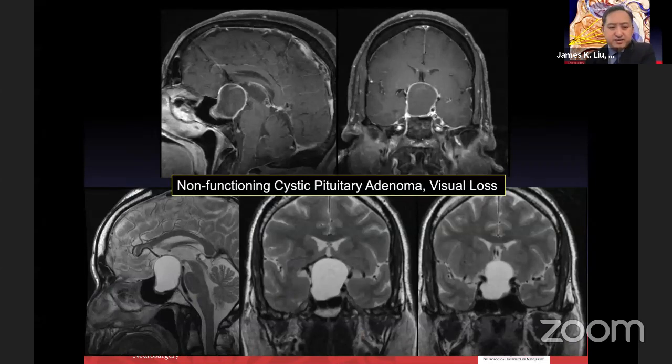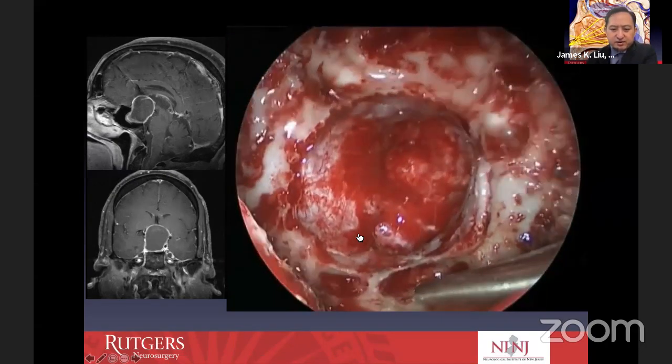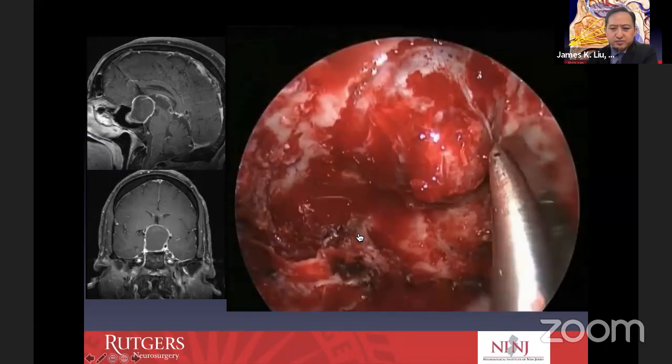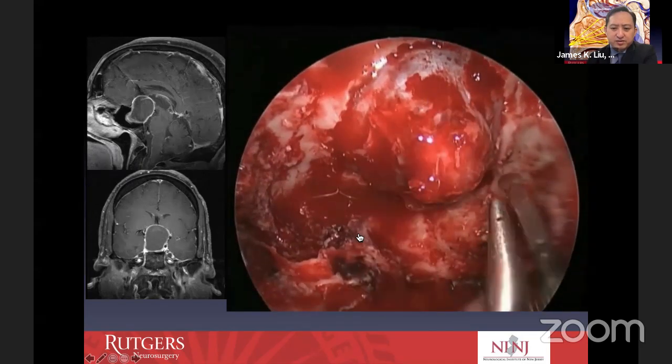So here's an example. This is a cystic pituitary adenoma. You can see there's a large cyst with a bright T2 signal, mostly filled with fluid. In this case, the workup was non-functioning. The patient presented with visual loss. And we did this through an endoscopic transsphenoidal approach. The sellar floor has been opened. And we'll now go ahead and open up the dura mater over the tumor.